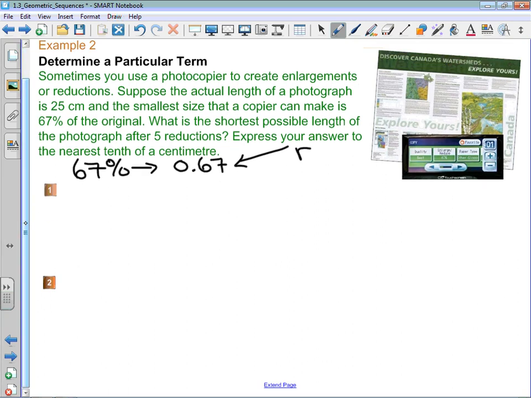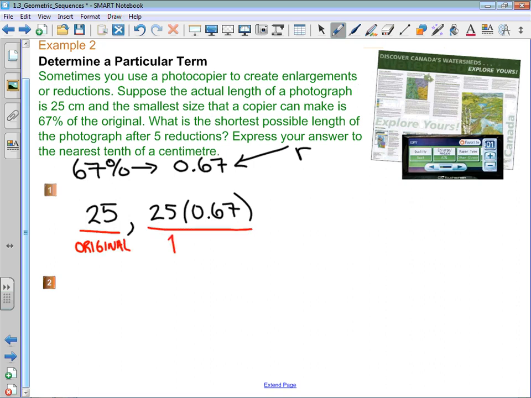Now, this question is a classic problem where it's very common to start off with 25. And then my next term would be 25 times 0.67. But what's really important is that 25 is the original, and 25 times 0.67 is after one reduction. If we want to represent this as a geometric sequence, it is a bit misleading to say that 25 is term 1 because we haven't done a reduction yet. Don't get me wrong, if you make 25 term 1, then 5 reductions will be the 6th term. Whereas if I make 25 times 0.67 term 1, then term 5 is after the 5th reduction. And I think that's a really big benefit because it makes it much simpler.